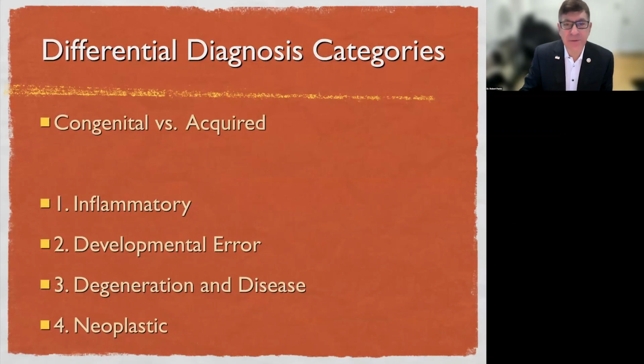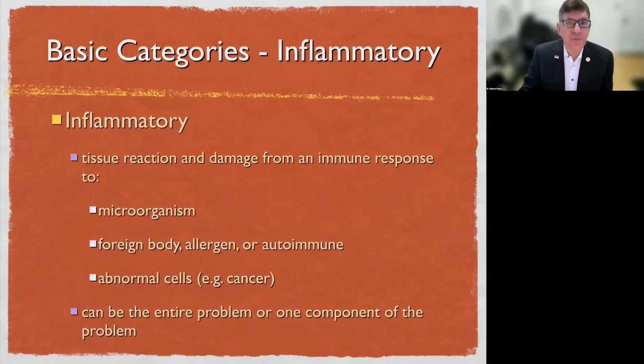We're going to think about several different ways of differential diagnosis categorization. Congenital versus acquired turns out to not be very helpful for this particular group. So we'll think instead about inflammatory, developmental error, degeneration and disease, and neoplastic disease. From an inflammatory point of view, there's tissue reaction and damage from an immune response to either a microorganism, a foreign body, allergen, or autoimmune process, or abnormal cells such as cancer. Inflammation can be the entire problem or just one component of the problem.